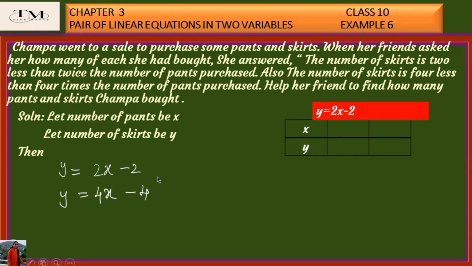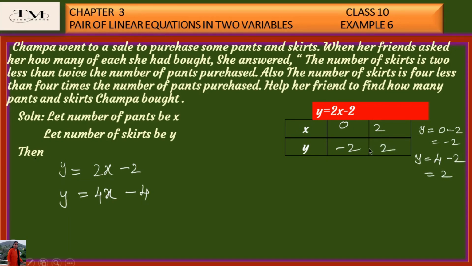The first equation is y is equal to 2x minus 2. For that, I am going to substitute x is equal to 0. So y will be equal to 2 into 0, which is 0, minus 2, so it is equal to minus 2. Next I am going to take x is equal to 2. When x is equal to 2, y is equal to 2 into 2, which is 4, minus 2 is equal to 2. So the value is 2.